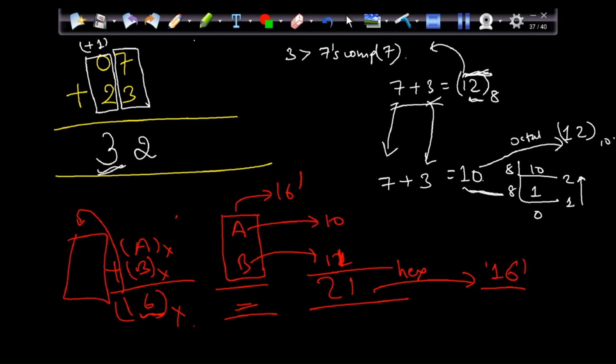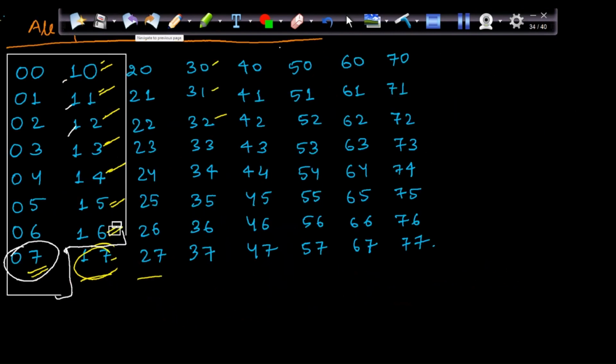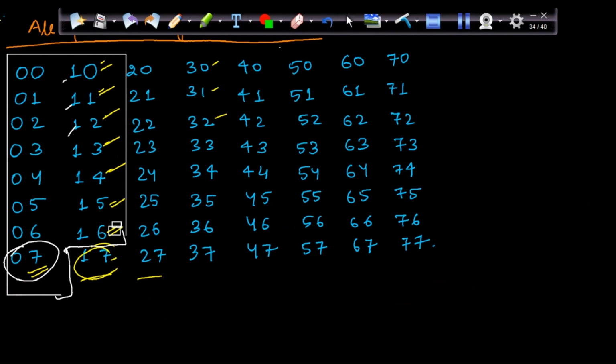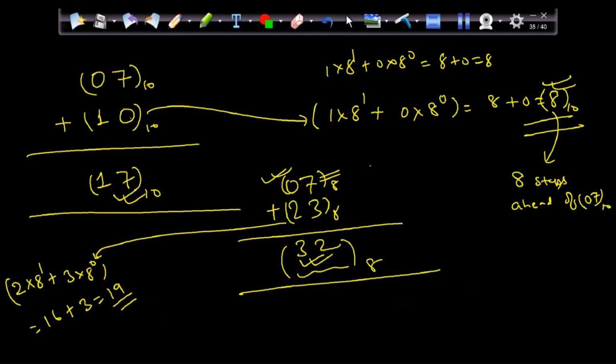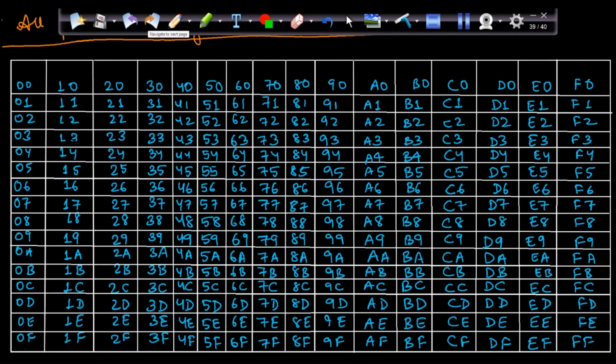Okay, but first we will see the visualization of addition, that what it means when you write anything as 7 plus 3. It means that you are basically moving those many steps ahead of that number. So this is all possible 2-digit hexadecimal numbers.